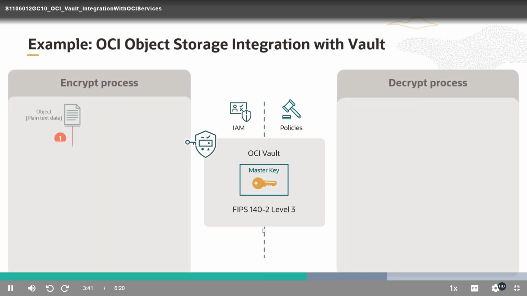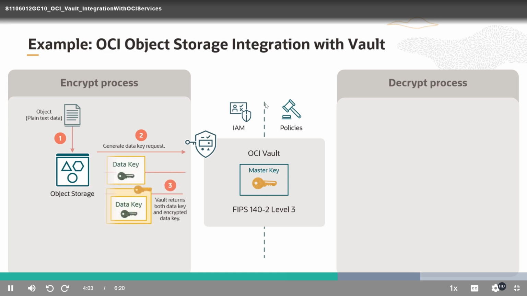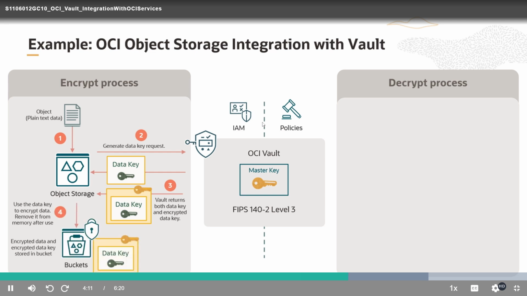In this example, someone is adding plain text data such as a log file into an object storage bucket. Before it can be stored, it needs to be encrypted. Let's see how this process works. The object storage service requests a data encryption key along with a copy of the key encrypted with a master encryption key from the vault service. Upon receiving the keys, the object storage service uses the plain data key to encrypt the log file data and then immediately removes that key from memory once it's used.